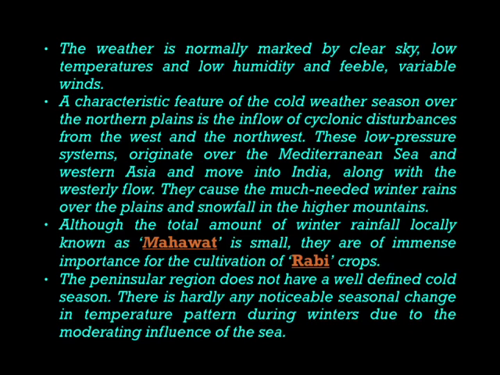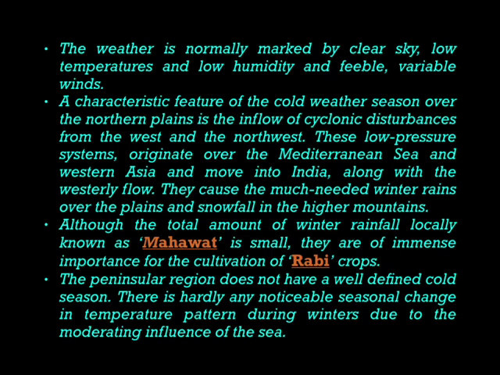A characteristic feature of the cold weather season over the northern plains is the inflow of cyclonic disturbances from the west, known as western disturbances. These low pressure systems originate over the Mediterranean Sea. We saw in the last lecture, the sea is located between the Africa and Europe continents and Western Asia, and they move into India from the west along with the westerly flow. They cause the much needed winter rains over the plains and snowfall in the higher mountains of the Himalayas. Although the total amount of winter rainfall, locally known as Mahawat, is small, it is of immense importance for the cultivation of Rabi crops.